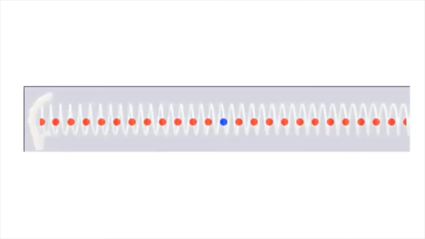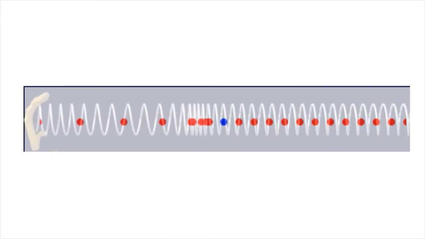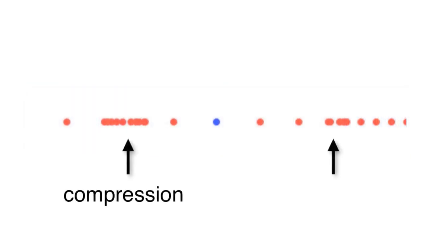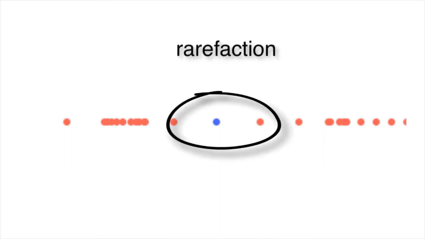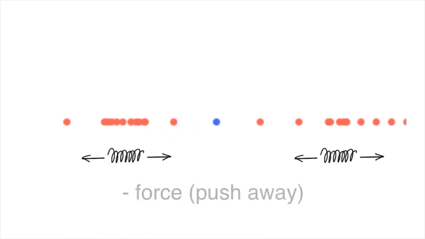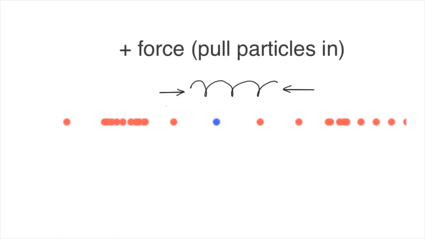Now let me add consecutive pulses. If I freeze the simulation, you see regions of compression where the points are closer together, and regions of rarefaction where the points are farther apart. In the compressed regions, the slinky spring force pushes the points away to restore their spacing. In the rarefied regions, the slinky spring force pulls to restore uniform spacing.